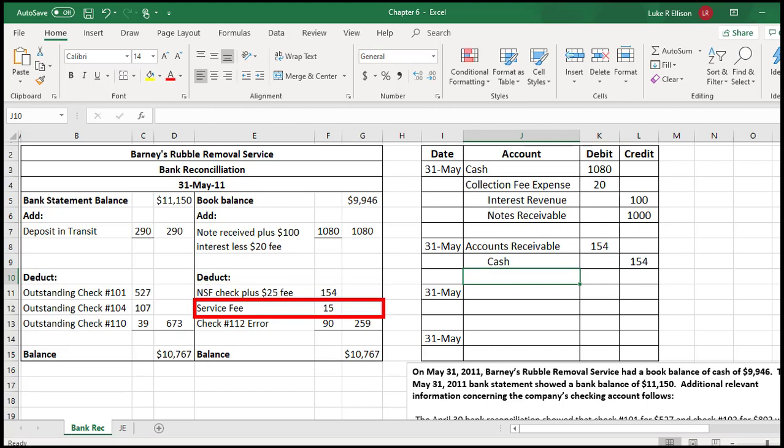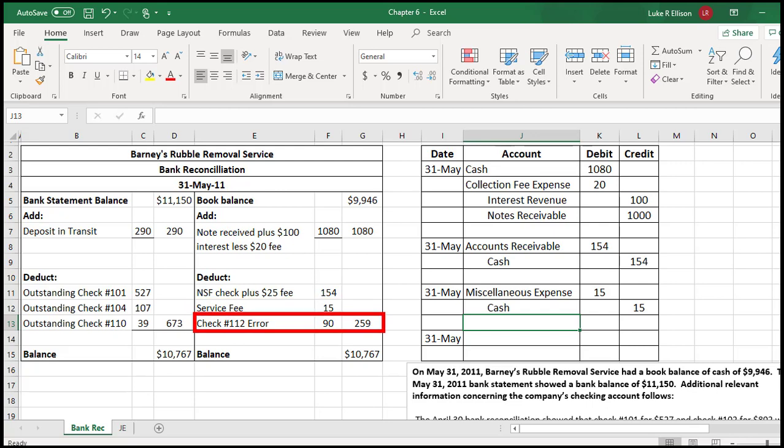Next, we have a service fee of $15. Since the amount is typically small, we classify the service fee as a miscellaneous expense. And remember, since we are in the deduct section, that's going to be a credit to cash again.